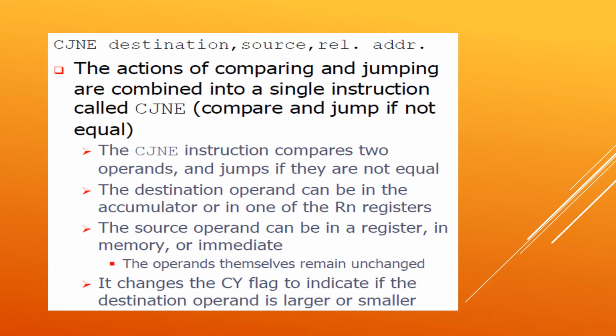The instruction is JNE, jump if not equal. The destination operand can be in the accumulator or in one of the Rn registers. Any one, it may be R0, R1, R2, R3, R4, R5, R6, R7. The source operand can be a register, in memory or immediate. The operands themselves remain unchanged. They are not going to change. It changes the carry flag, that is the CY flag, to indicate if the destination operand is larger or smaller. So it is a simple operation, it is going to compare the two values.